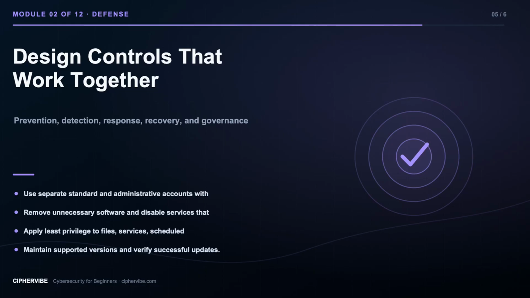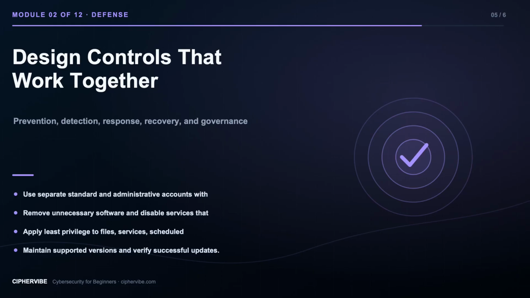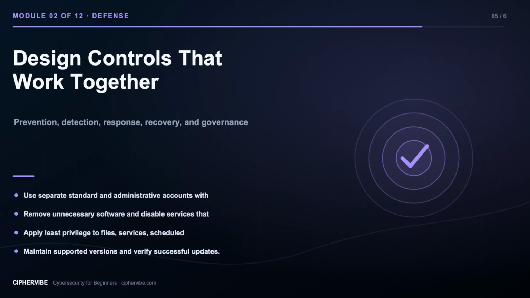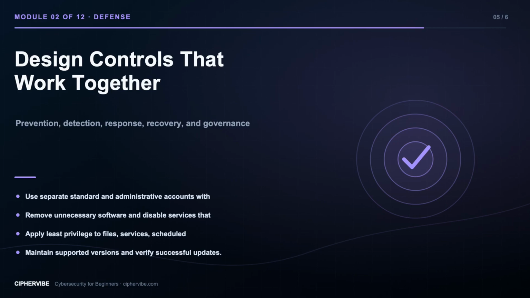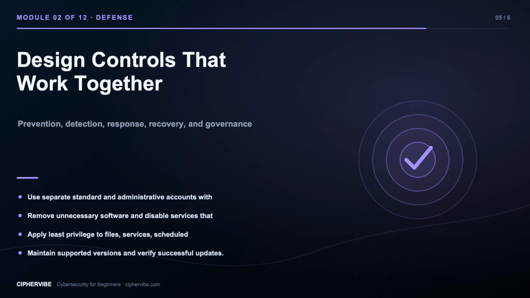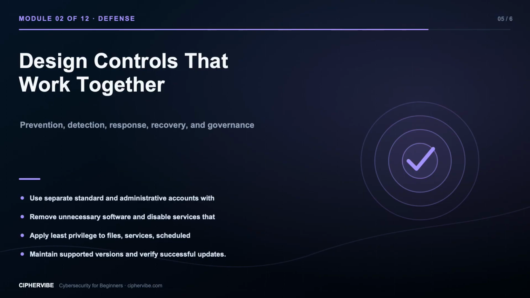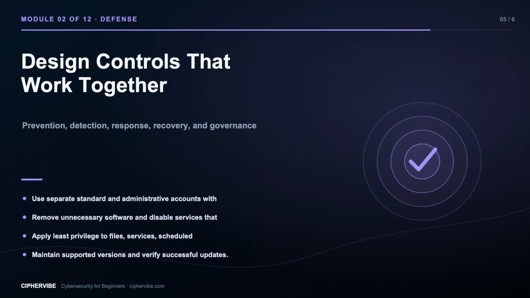For each important risk, ask 5 questions. What makes the event less likely? What evidence would reveal it? Who can contain it? How will trustworthy operation be restored? Who owns the decision and accepts remaining risk?